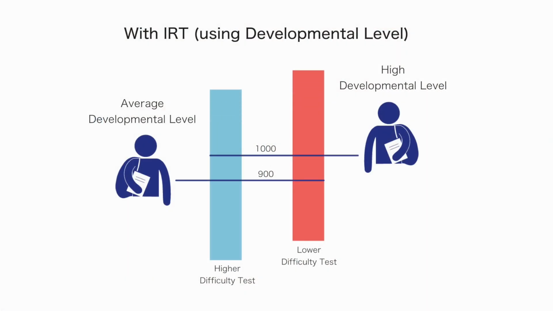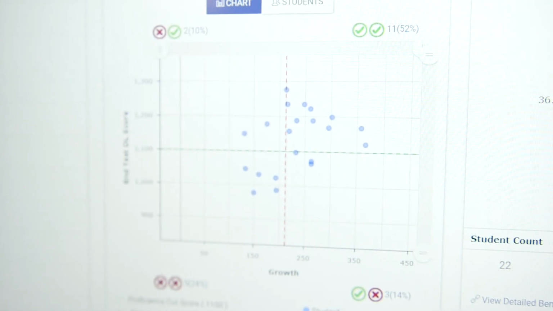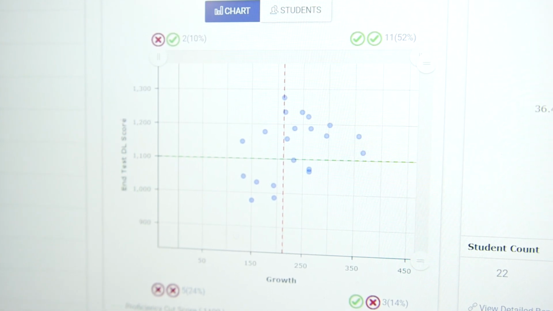Galileo also places the DL score on a common scale across tests. So if a student's DL score increases from one test to another, we know the student's ability has actually increased. That's a true measure of student growth. How does the information provided by the IRT score help educators plan instruction, intervention, and enrichment? How does it help students learn and reach their potential?